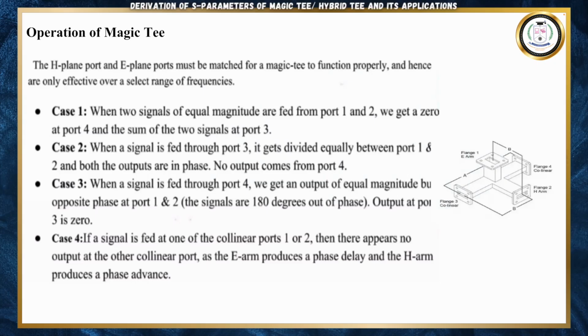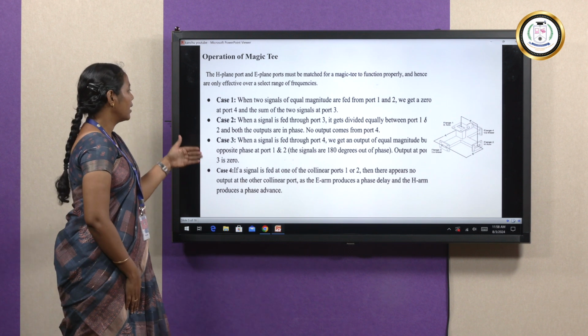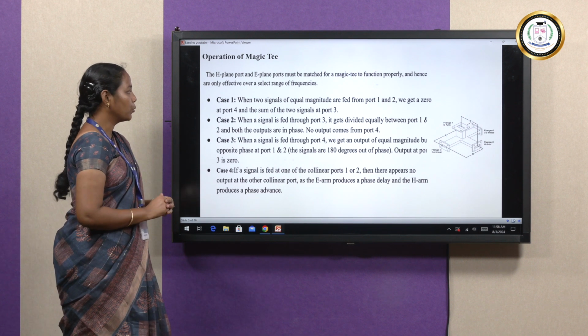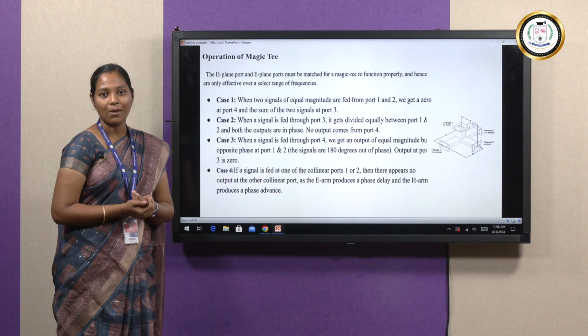Next we move on to the operations of the magic tee. We have 4 cases. In the first case, when 2 signals of equal amplitude are fed from port 1 and port 2, port 4 gives 0. That means the E-plane will be 0 and only the H-plane will go on. In the next case, when a signal is fed through port 3, it is divided equally between port 1 and port 2, and the outputs are in the same phase.